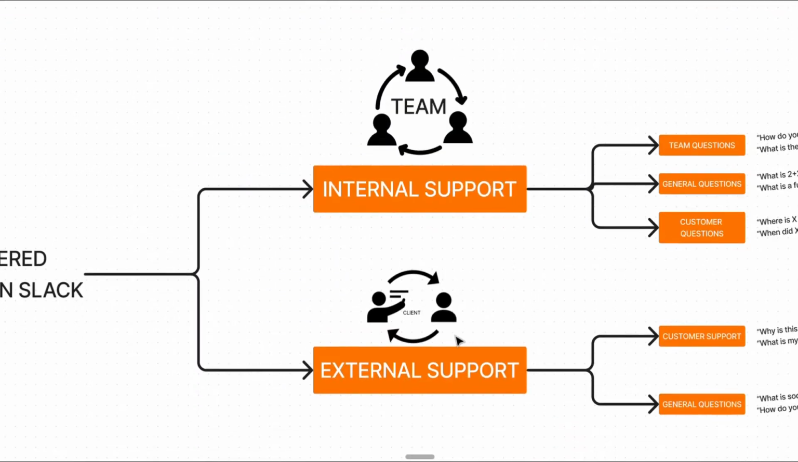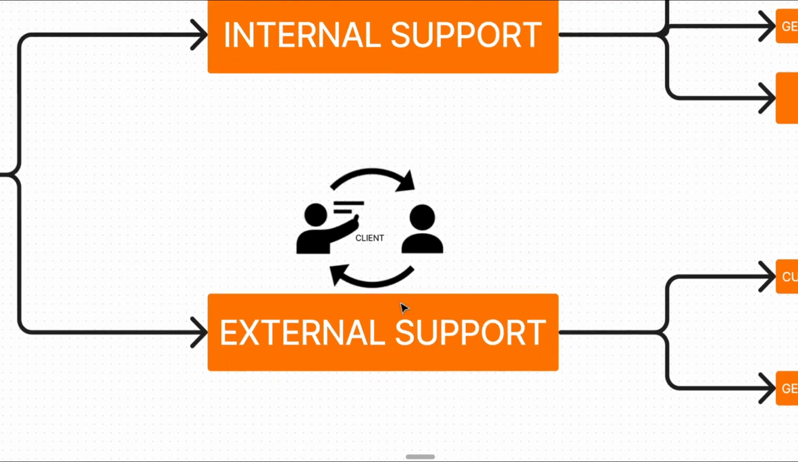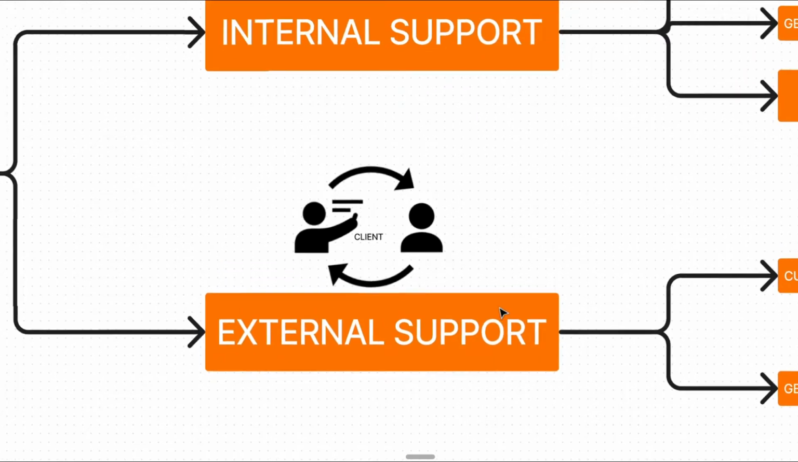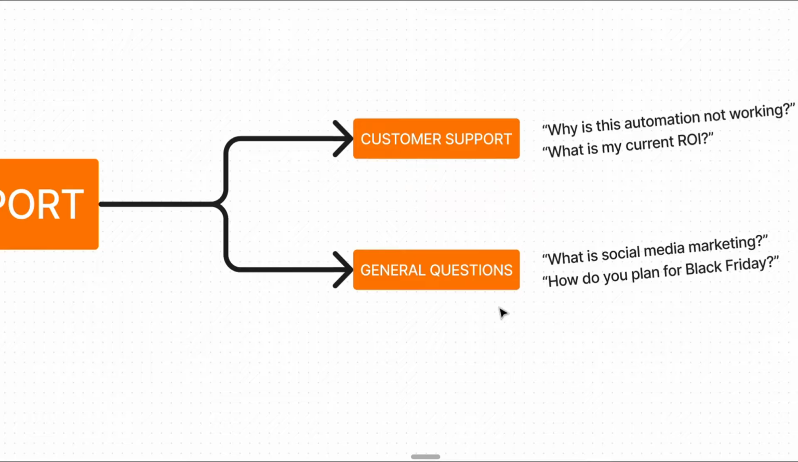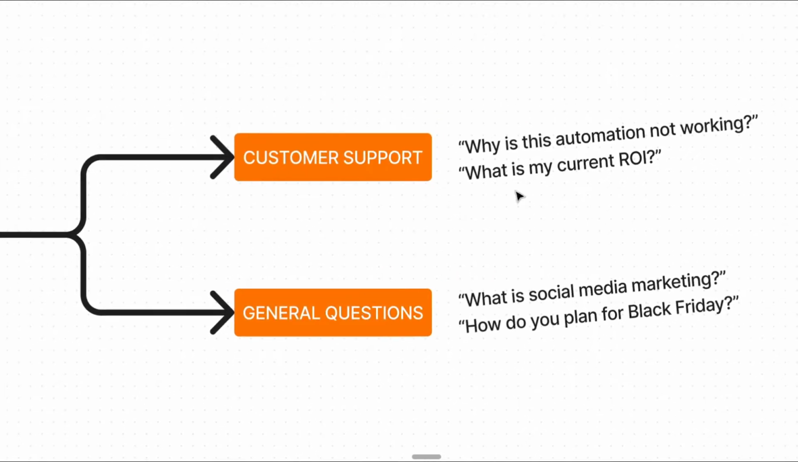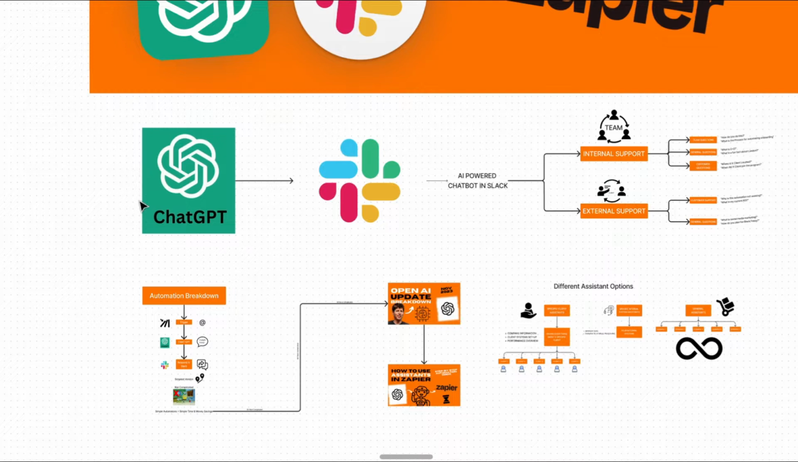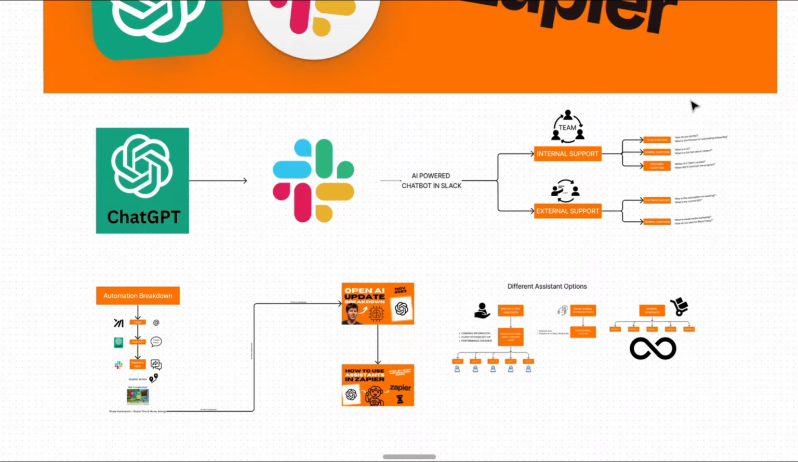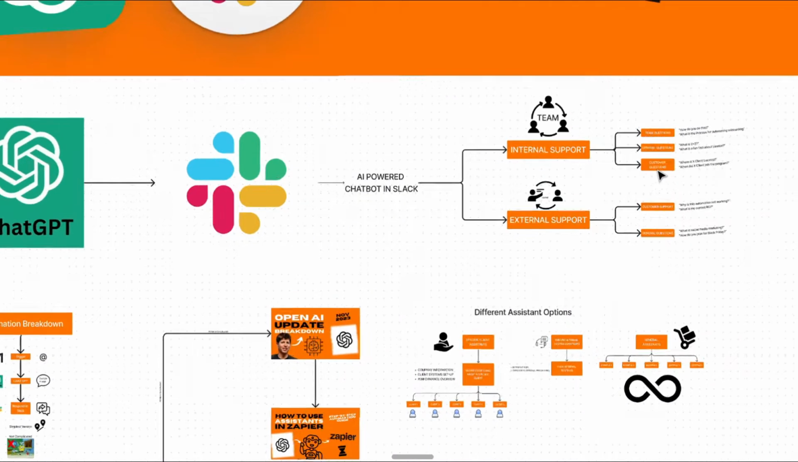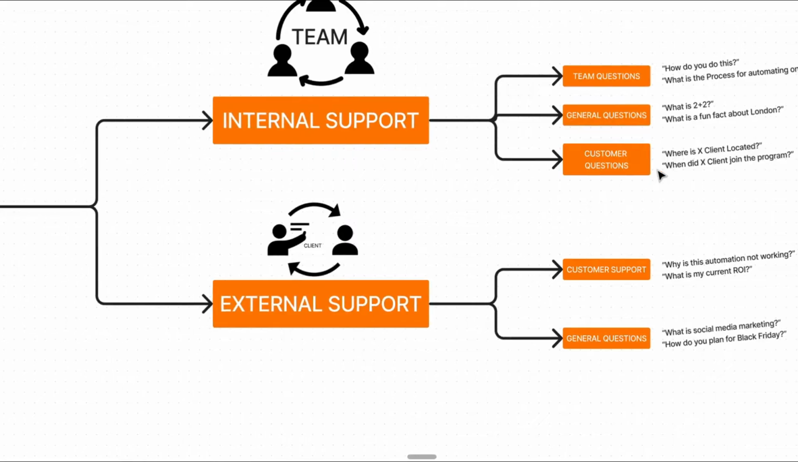And the second half of the use case for this specific thing is external support. So when you're actually communicating with your clients, you can use it for customer support, so giving them access to this and explaining to them why is automation not working for us, or what is my current ROI if you're in a marketing agency, but also allow them to ask specific questions such as what is social media marketing, how do you plan for Black Friday, etc. Hopefully you'll be able to integrate this with your agency, take some pressure off of your customer service side of things, but also help onboard new staff and get your team much more efficient.